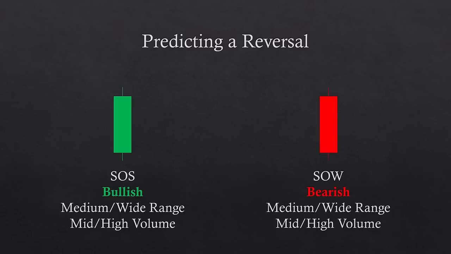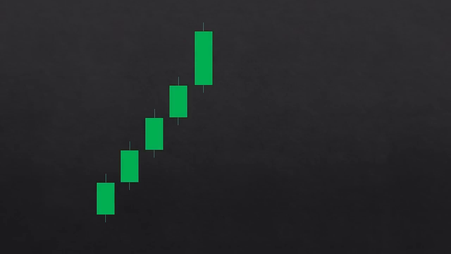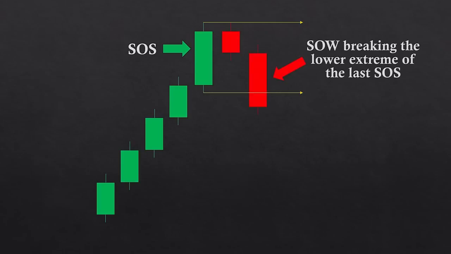A sign of strength candle in an upward price movement marks a point of control of buyers, and a sign of weakness candle in a downward price movement marks a point of control of sellers. When we are in an upward price movement and we are trying to anticipate a reversal to the downside, we'll mark the extremes of the latest sign of strength candle. To confirm a reversal to the downside, we want to see a sign of weakness candle that closes below the lower extreme of the latest sign of strength candle.